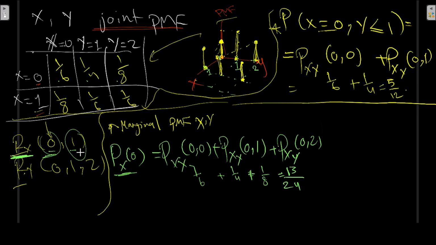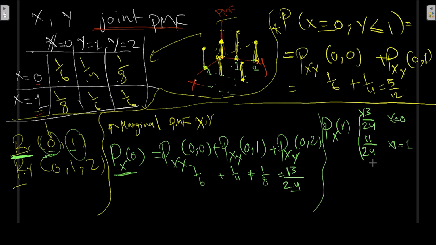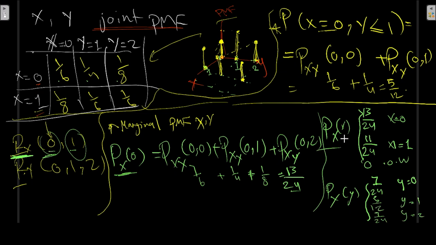We can do the same for 1. So what we end up with is that we can rewrite it like this. P_X(x) is 13/24, the first one we found, when x is 0, 11/24 when x is 1, and 0 otherwise. P_Y(y) follows the same concept. These are the probability mass functions we call the marginals.